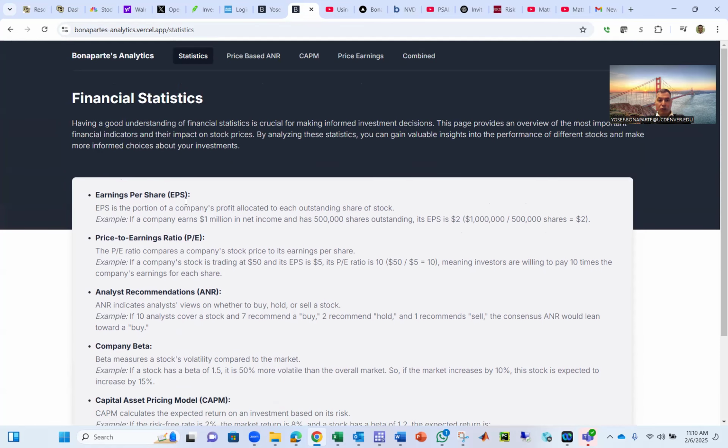Okay, so now you know the ratios. You can read more about this on this page, or you can use ChatGPT. Now, I'm going to have three models. One is a price-based analyst recommendation model, another is a price-based CAPM model, and the third is a price-based price-earnings ratio model. And then you have three models. Every model is going to give you a price for the company. Which one are you going to use? We're going to use weighting.